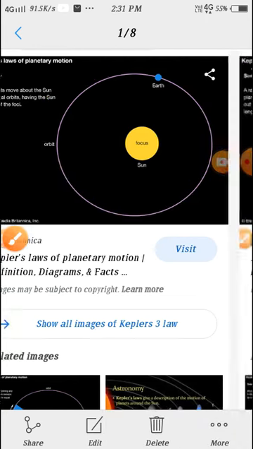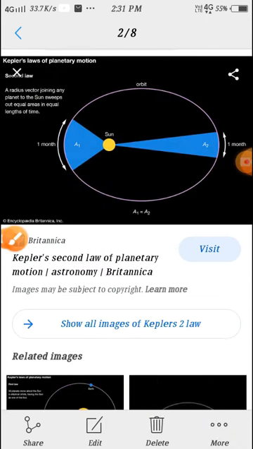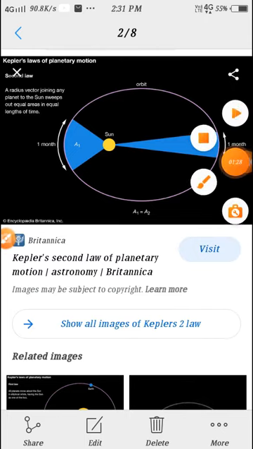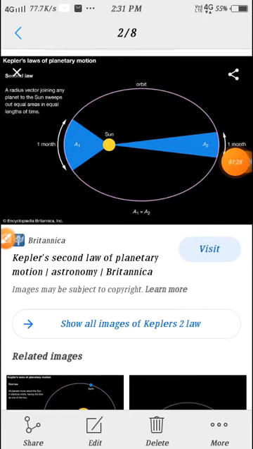And the second law. Kepler's second law is also known as the areal law. The radius vector joining any planet to the sun sweeps out equal areas in equal intervals of time. So Kepler's second law is also known as the areal law. This shows that the areal velocity of the planet is constant.